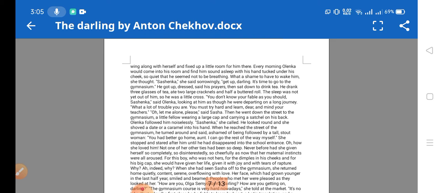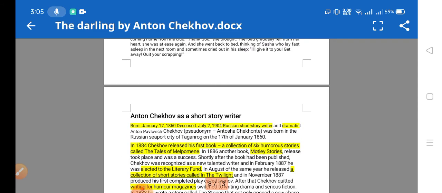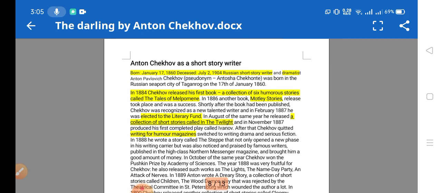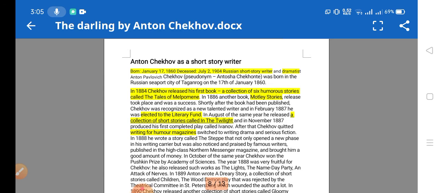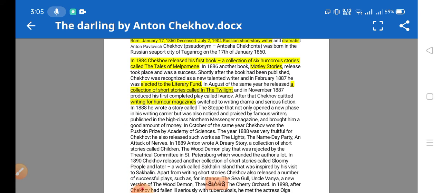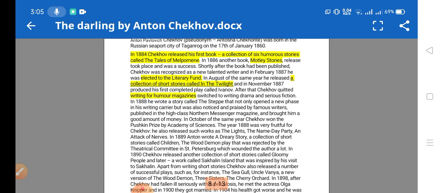So let's get started. This is the text of the story, and now we'll move on to the introduction to the writer and his writing style. Anton Chekhov was born January 17, 1860, and he was a Russian short story writer and a dramatist. In 1884 Chekhov released his first book, a collection of six humorous stories called The Tales of Melpomene, and another book, Motley Stories, was released and he got success.